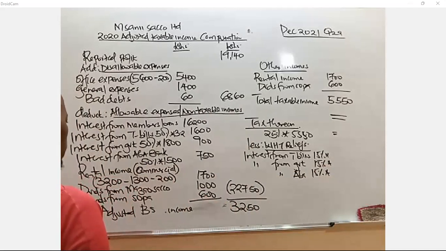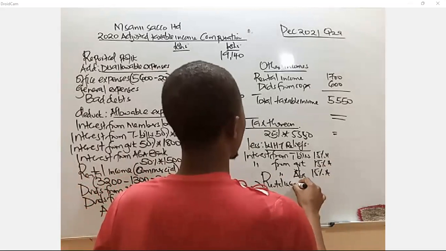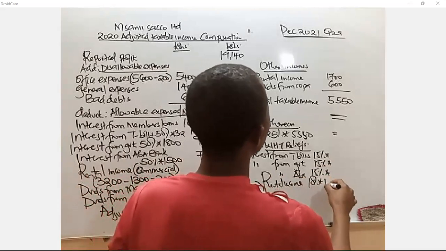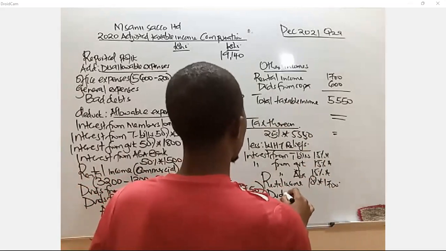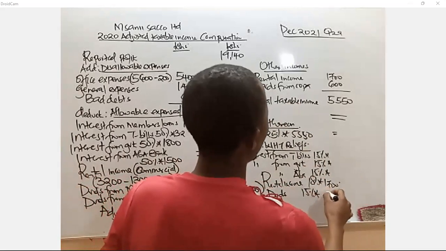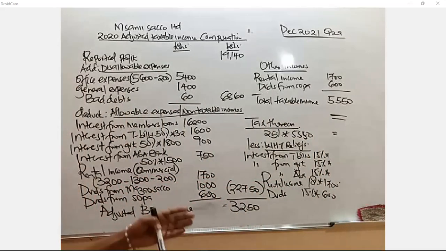We have our rental income of 10% of 1700. We have for SOPA dividends, 15% of 600. That is what you're supposed to be doing. Then you determine your tax payable. Once you do that, the question is already done. So I just request to stop at that point.